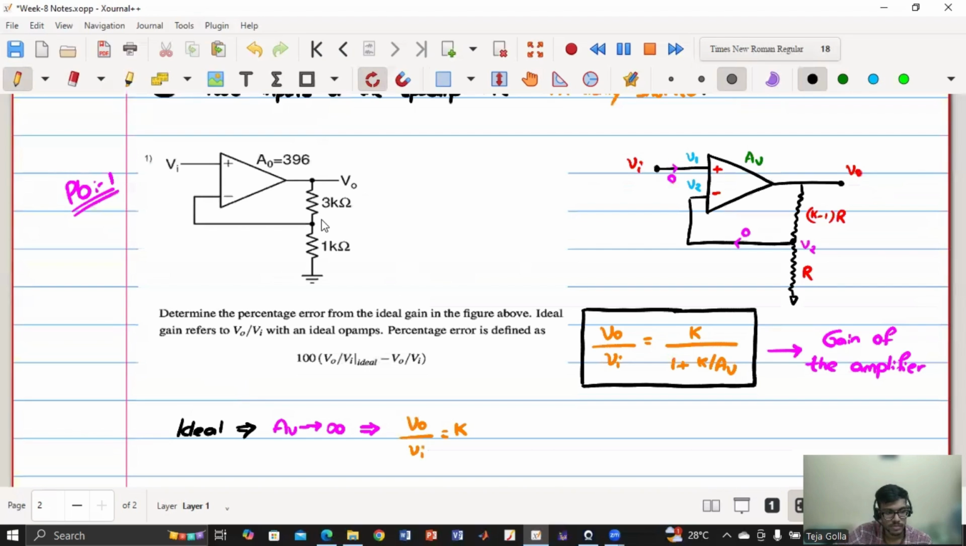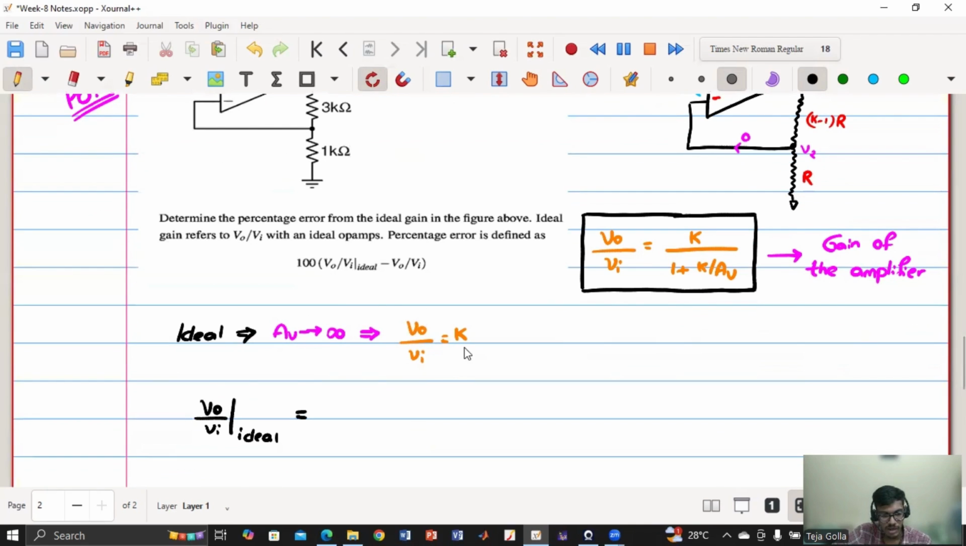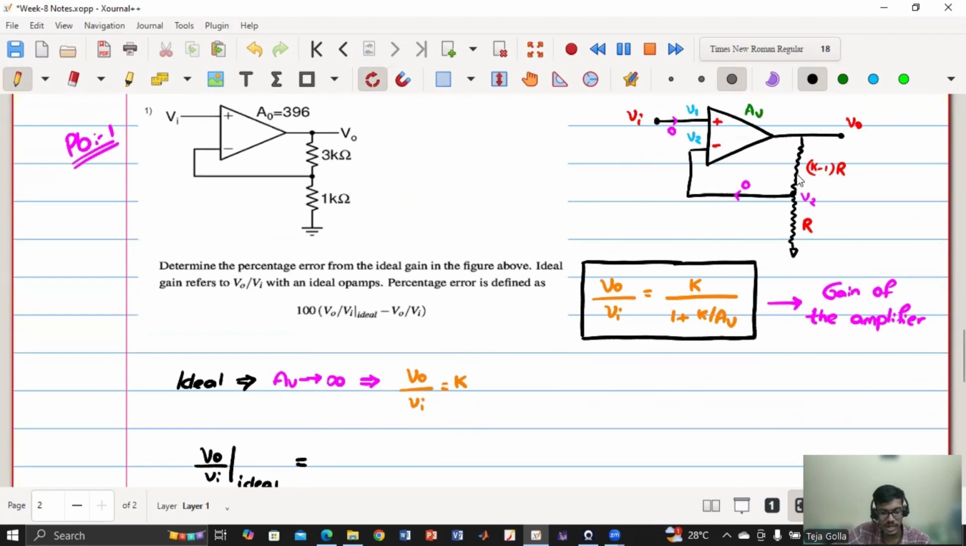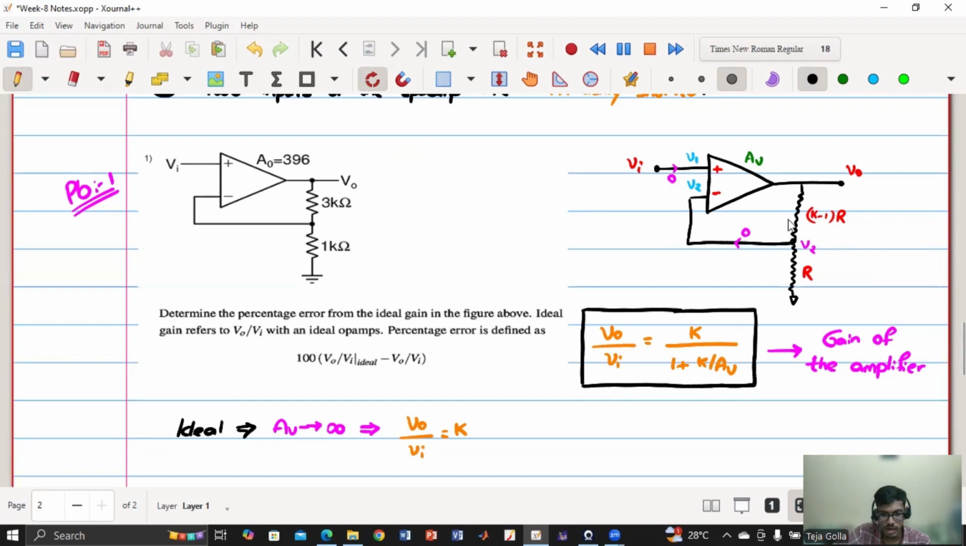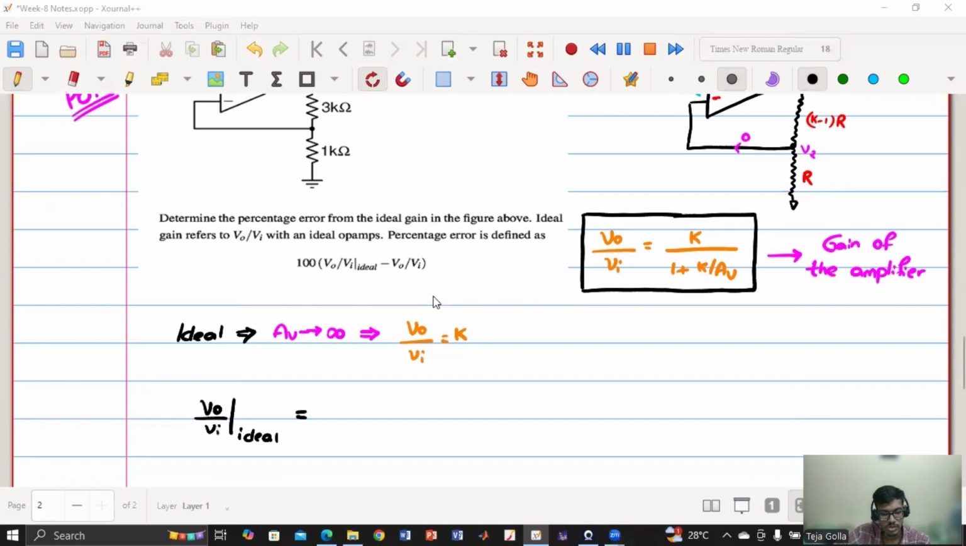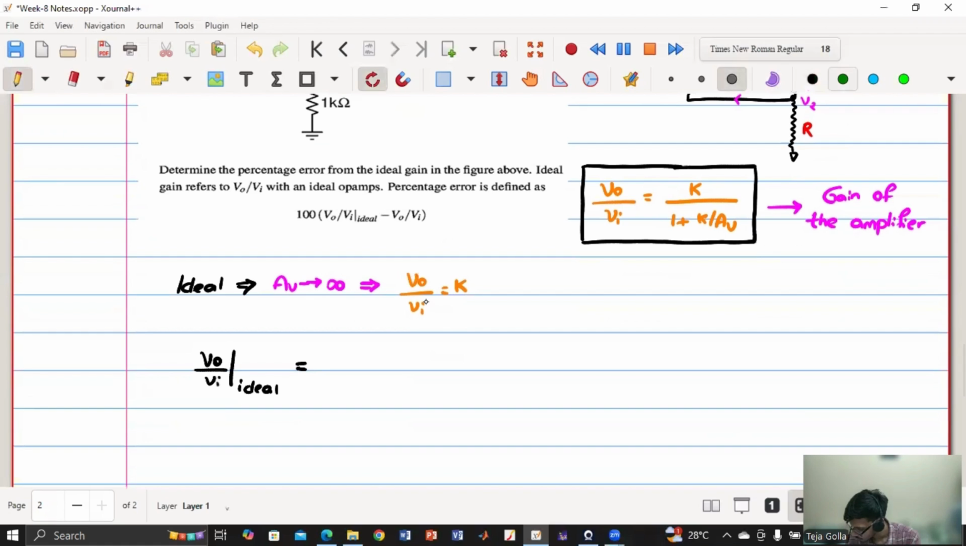Anyone? So K minus 1 is 3 and 1 is R. So you can calculate and tell me what will be V naught by Vi, which is K. You can correlate between these two and get the value of K. So now I have to find K and then substitute here for the ideal case. For the non-ideal case, I have to use this expression. Can anyone tell me what will be the value of K for this configuration if they are denoted as K minus 1 R and R? So Roshan Ghosh is saying 4. Yes, you are right. So V naught by Vi ideal is 4.